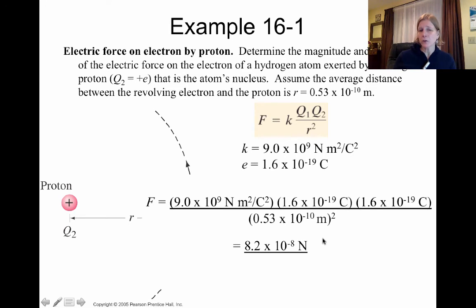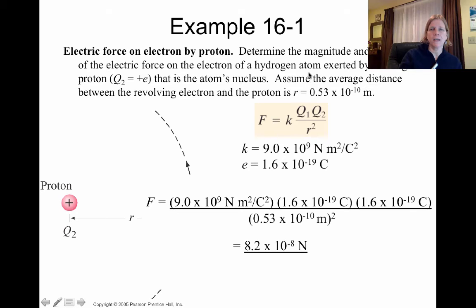I almost always do a units check when I do a problem because it's one of the fastest ways for me to realize I've made a mistake. Okay. So that gives us the magnitude, and so that is the magnitude of the electric force on the electron of the atom exerted by the proton. It also happens to be the force on the proton exerted by the electron, because the K, Q1, Q2, and R wouldn't change. So that's the magnitude of the force each exerts on the other.